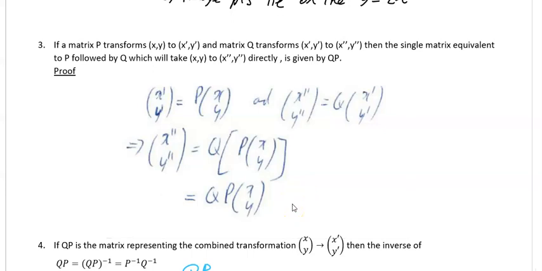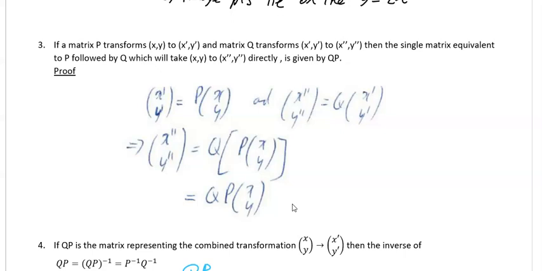So here we've said (x dash, y dash) is equal to P upon (x, y), and (x double dash, y double dash) is equal to Q upon (x dash, y dash). Therefore, if you go there directly, (x double dash, y double dash) equals Q upon P upon (x, y). So really it is QP times the original (x, y).